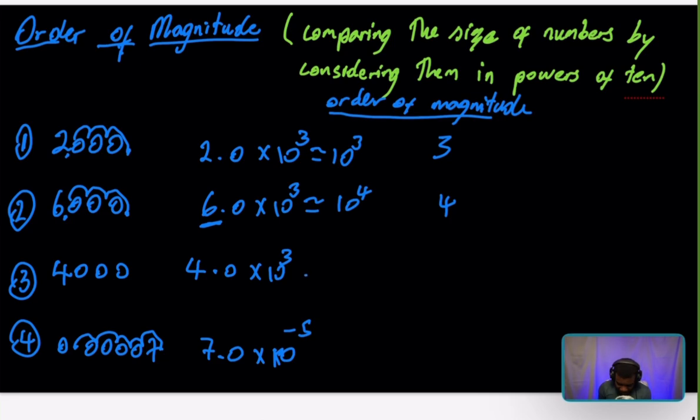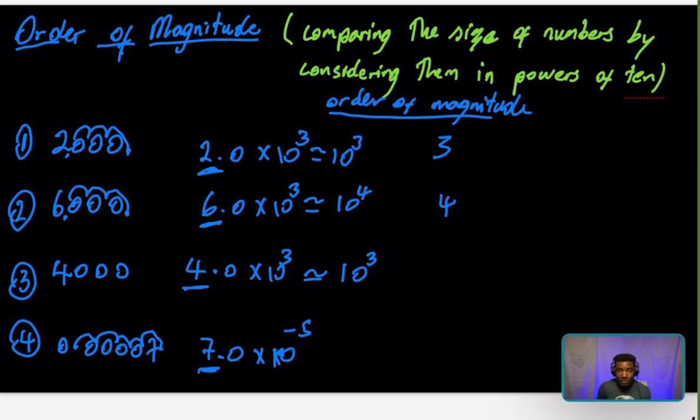Now, this one is definitely going to be 10 to the 3. You notice this number 4 is closer to 1 than it is to 10. So we're not going to increase the power by 1. The rule is basically that once the number is 5 or more, then we increase the power by 1. Let's look at this one now.